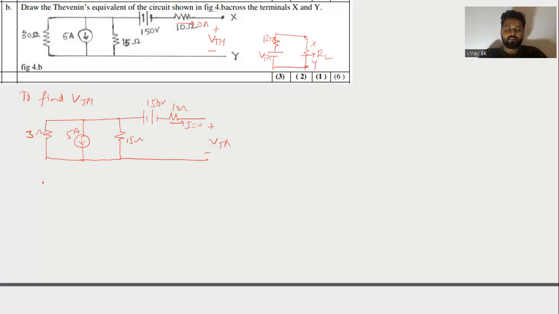So this VTH is given by 150, which is already the drop across these two. That is nothing but 10 into 0, which is 0. So that will be having 150 plus 15 into the current that flows through this.